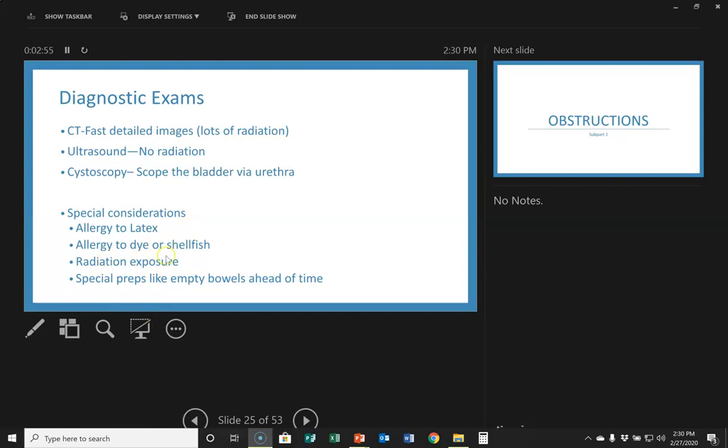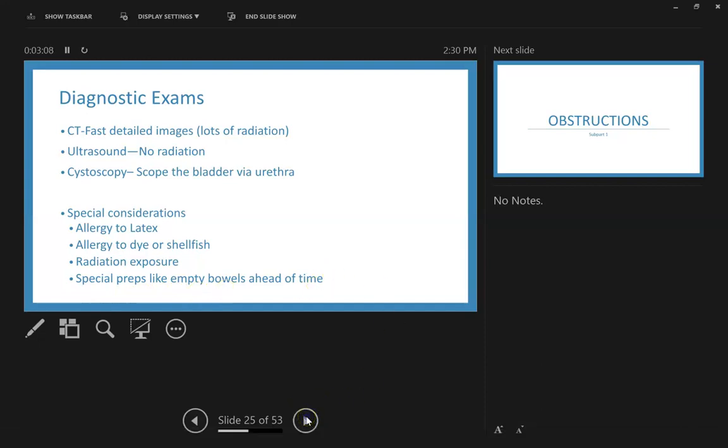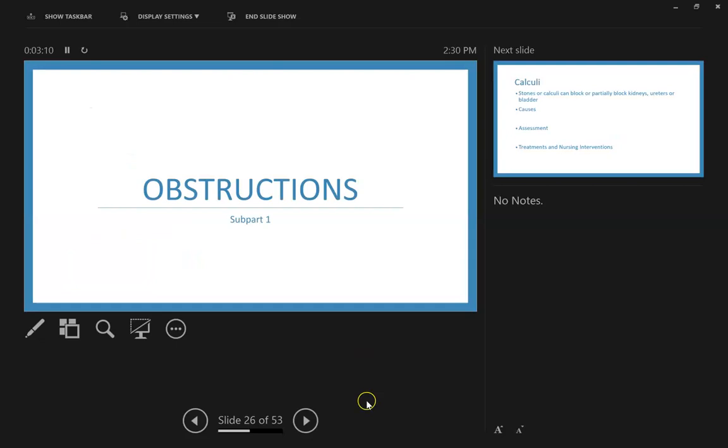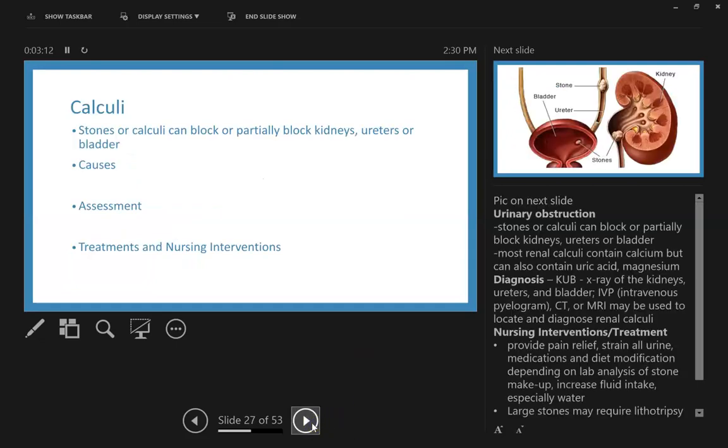Special considerations: allergies to latex, allergies to dye or shellfish. Shellfish allergy would mean they're going to be allergic to the contrast media. Radiation exposure should be taken into consideration, and any special preps like emptying the bowels ahead of time need to be communicated. All right, let's look at obstructions.